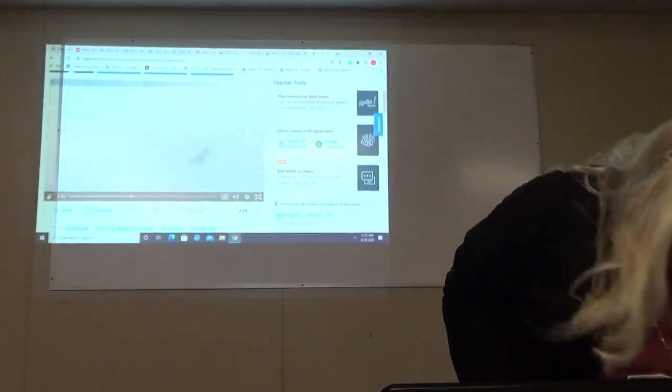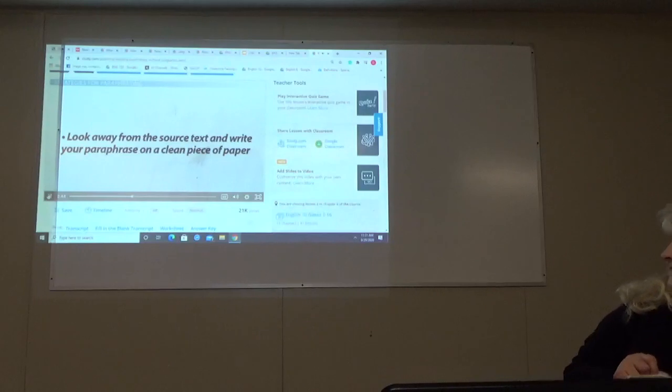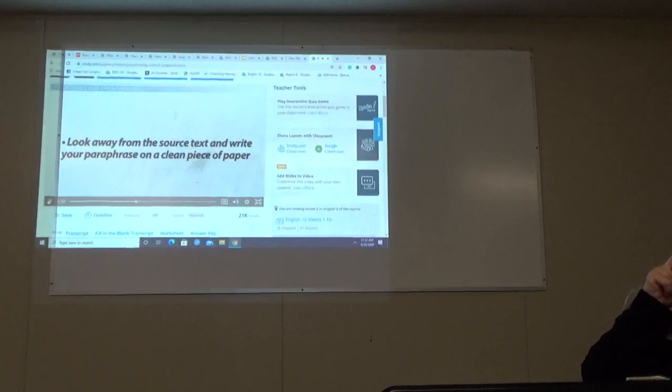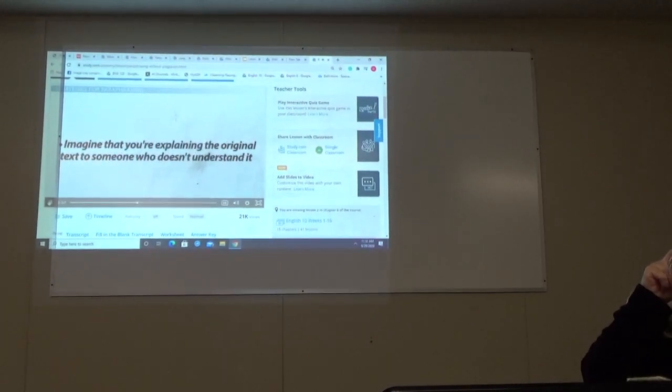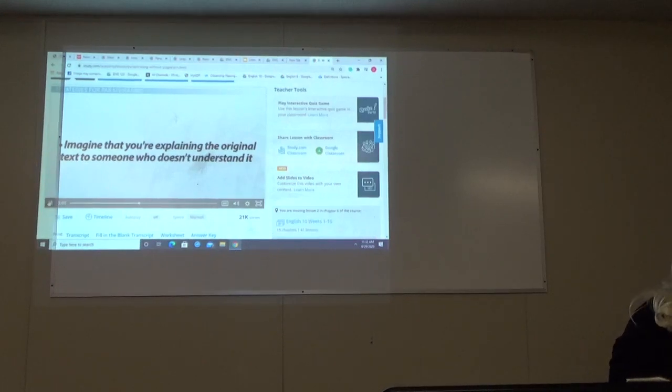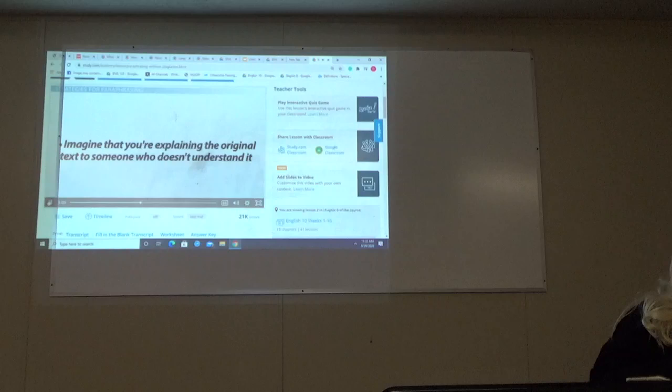Here's how to do it. Look away from the source text and write your paraphrase on a clean piece of paper. This will help you engage with the author's idea and not accidentally start following his or her wording too closely. Imagine that you're explaining the original text to someone who doesn't understand it. This will force you to come up with different ways to phrase important ideas.